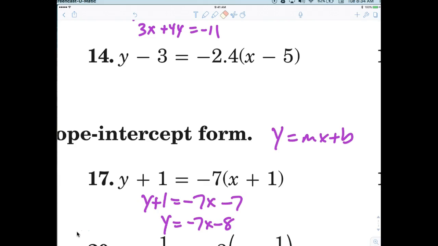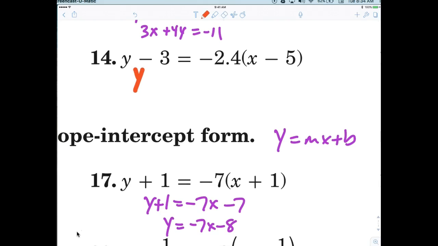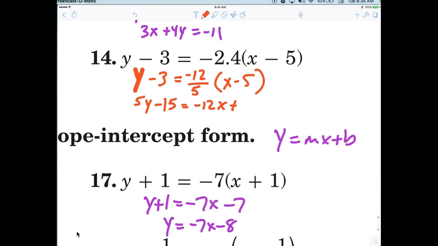I think it's easier to start off by changing it to a fraction. So it'd be y minus 3 equals negative 12 over 5 times x minus 5. In standard form, you're not allowed to have fractions, correct? Hayes, you with me? Multiply both sides by 5. Please pay attention, and if you're lost, tell me. So I end up with 5y minus 15 equals negative 12x plus 60.